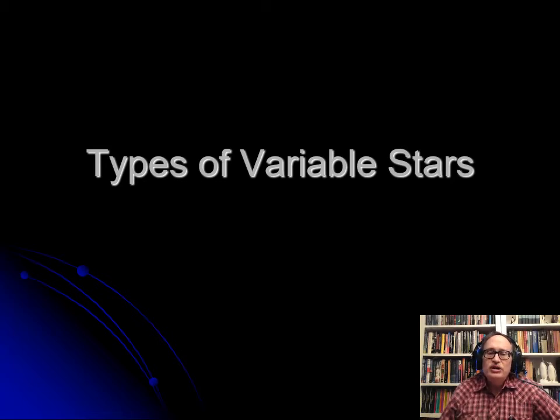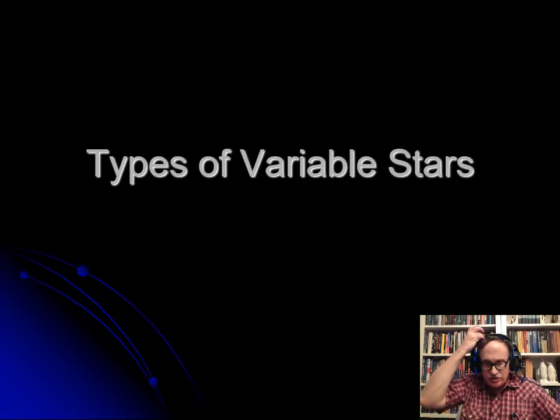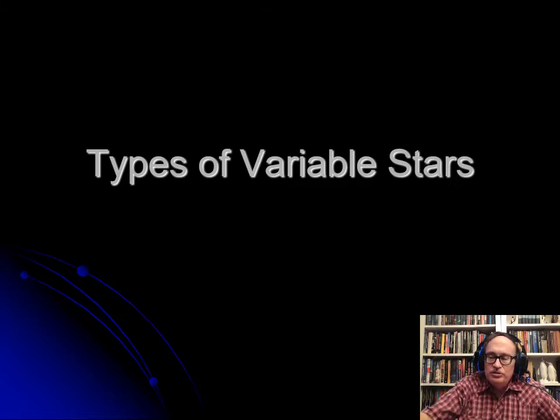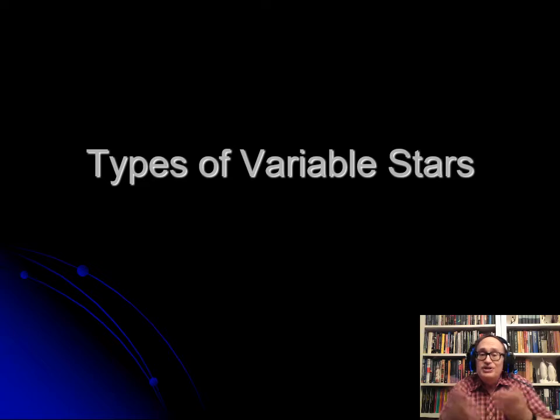So we had started talking about variable stars in the last little lecture. And so what we want to do now is talk about the types of variable stars that are out there. Variable stars come in different kinds. We have intrinsic variable stars, those are the ones in which the stars themselves are actually varying, and extrinsic variable stars. For an extrinsic variable star, the star itself is not really varying.